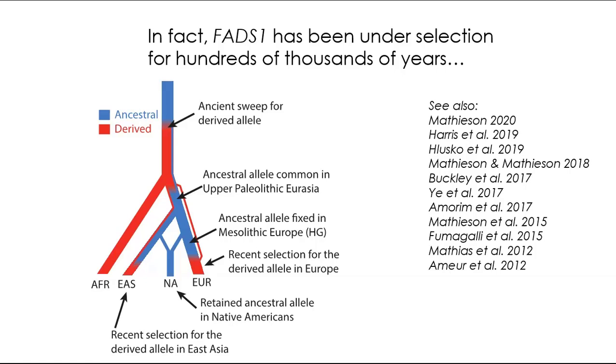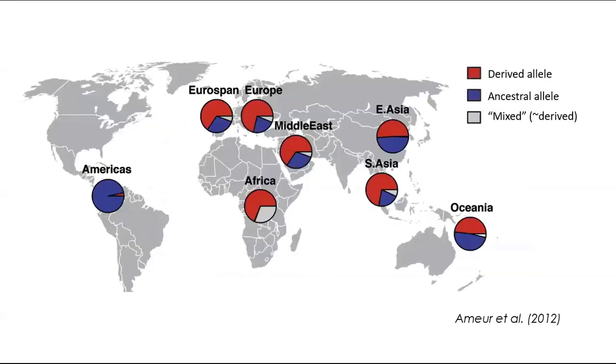What you can see is most recently, say in Europe, the derived variant, that's the one that increases enzymatic activity, has been common and increased in frequency, but actually at other times in the past, the blue variant has been more common. And it turns out we can relate these changes to changes in diet. Okay, so this is what the distribution looks like in present-day populations.